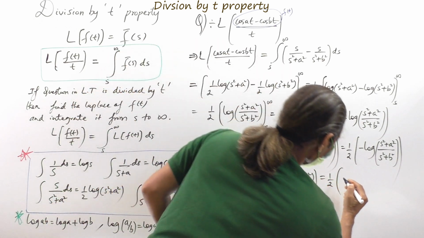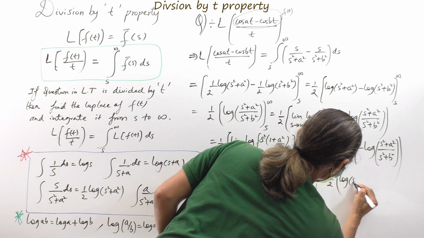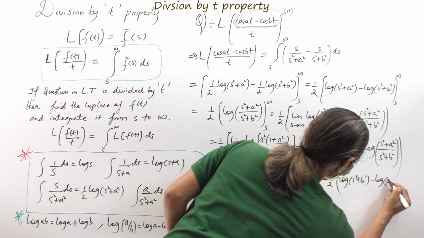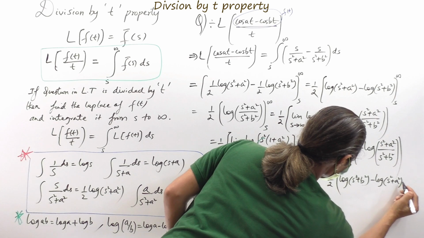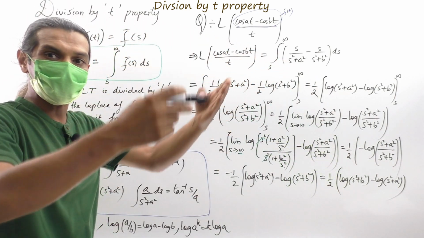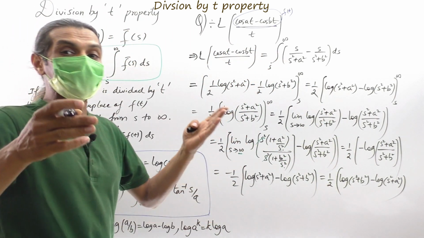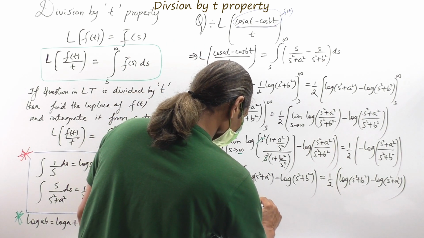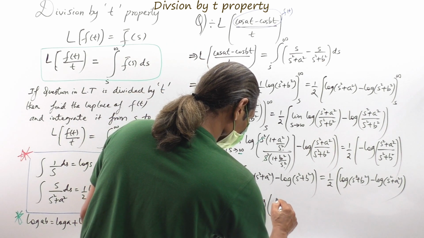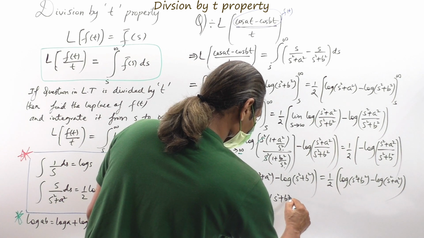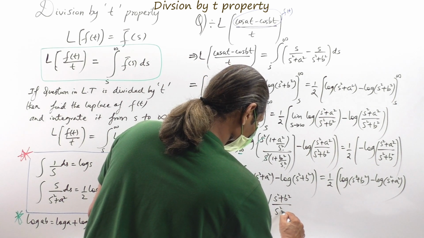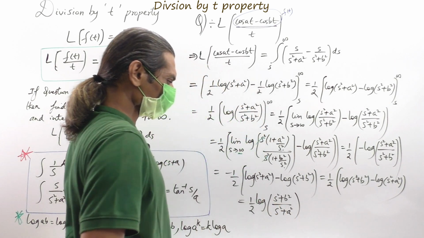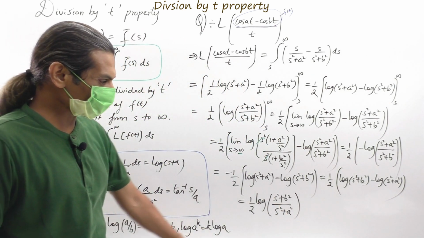I will take this first. So, log of a square plus b square minus log of a square plus a square. Again use the formula, log a minus log b is log a by b. So, we have 1 by 2 log of a square plus b square upon a square plus a square. This is my answer. This is the answer what I get.